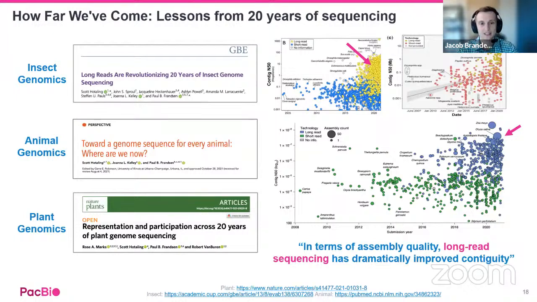To start with this, I thought I would highlight a multi-publication series that talks about how far sequencing has come over the last 20 years. The main takeaway from these publications was that in terms of pretty much every assembly metric, when long-read sequencing came onto the market, it drastically improved contiguities, N50s, and a lot of other metrics. You can see that in these three graphs on the right here, where the arrows are pointing to when long-read started to become adopted more widely by the community, and that has a drastic increase on the different metrics for these three graphs.